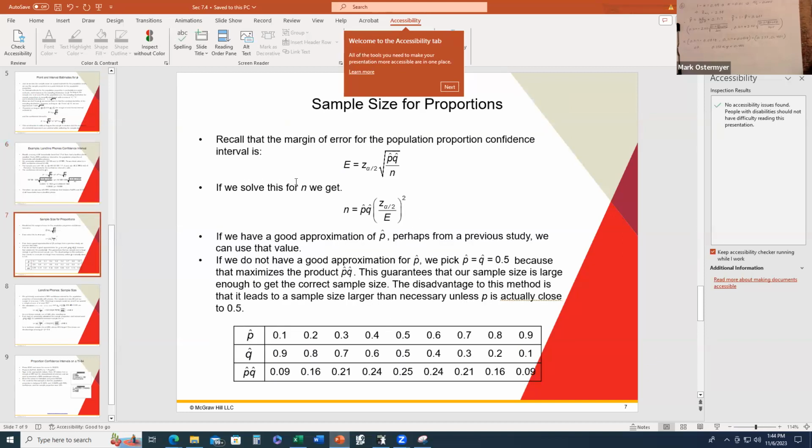Okay. Recall, ladies and gentlemen, that the margin of error for the population proportion confidence interval is this right here. E is the margin of error, which is your critical z value, depending upon your level of confidence, 1 minus alpha, times the square root of P hat times Q hat divided by n. If you take this formula and solve it for the variable n, how would that be done? Well, I can show you quickly. Just a little bit of algebra.